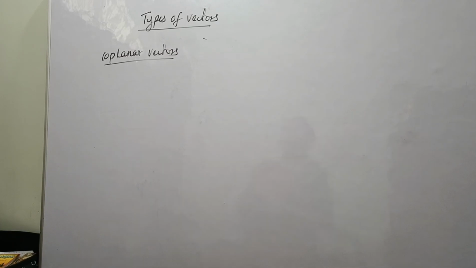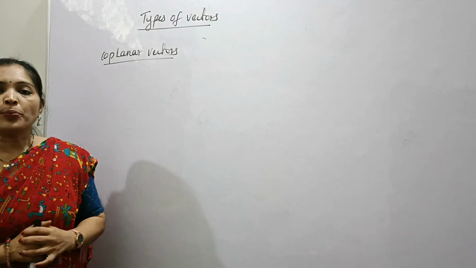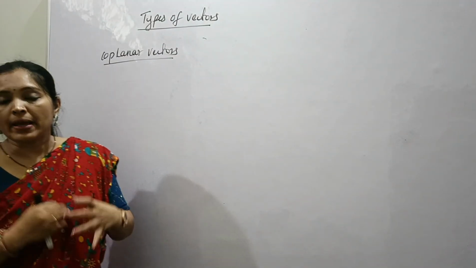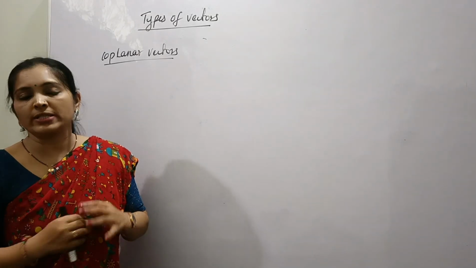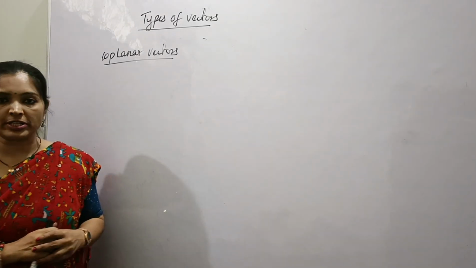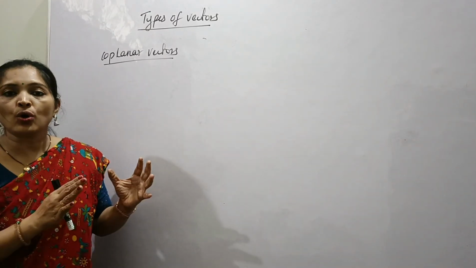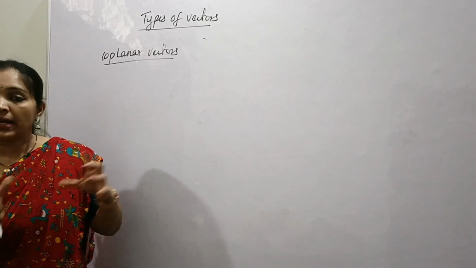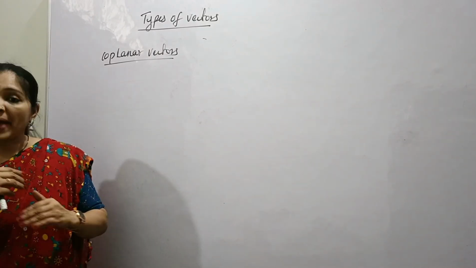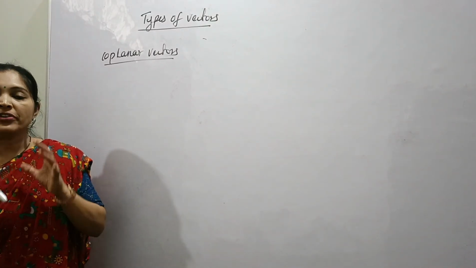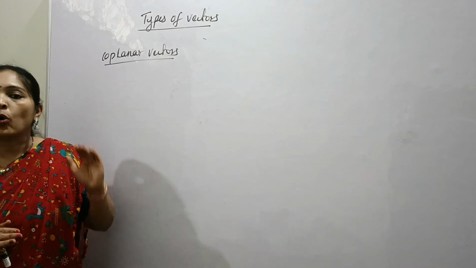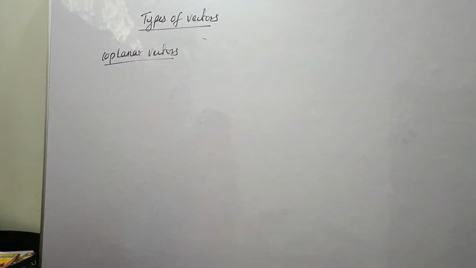Next is coplanar vectors. Three or more vectors lying in the same plane or parallel to the same plane are called coplanar vectors. That is, if two or three or more vectors lie in the same plane or parallel to the same plane, then we say these vectors are coplanar vectors.